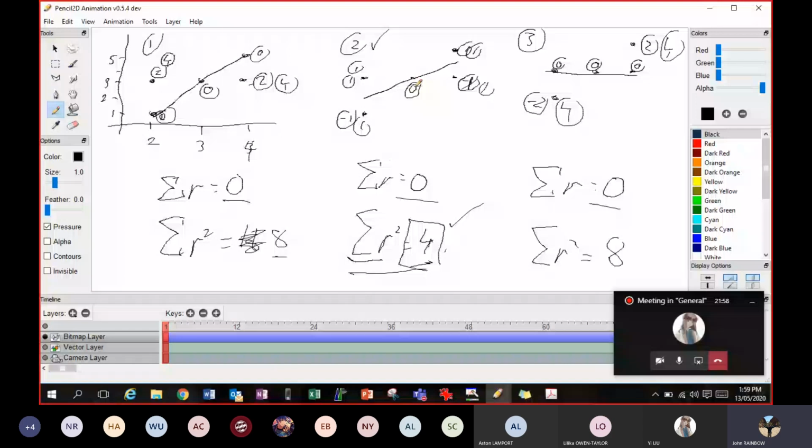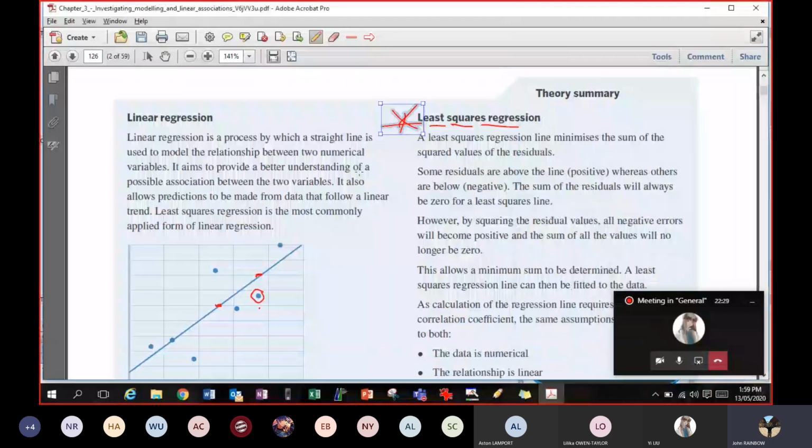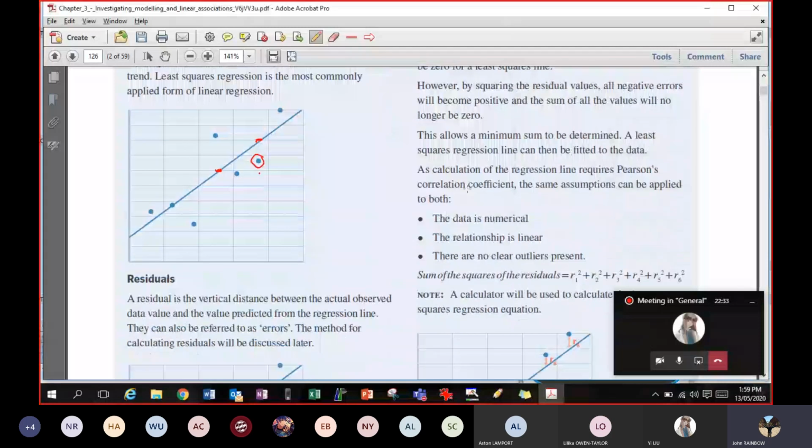So when you do what your CAS does, when we go up here and go calc, regression, lin reg, what it's actually doing is taking all these values and trying to take the residual of all these ones, the distance of them, squaring them, and trying to find the least square of those, and then it plots a line on there for you. And that's what the CAS does. So that's pretty much the chapter A, really, with understanding that.